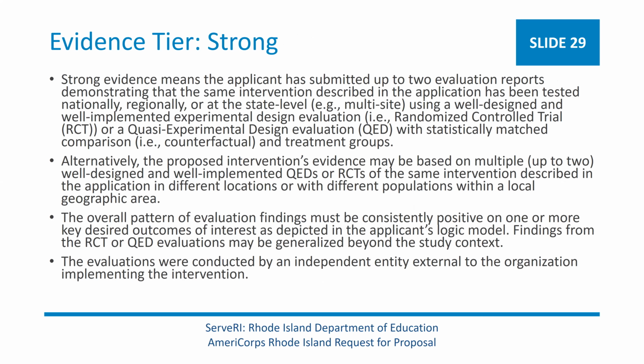To achieve the strong tier of evidence, it means that there's a scientific experimental design that was involved in an evaluation of the intervention that you're proposing. It's really about the actual design of the evaluation that reaches you into the strong category. You can also be designated strong if you have an overall pattern of evaluation findings that show consistently positive results on one or more of your outcomes of interest as they appear in your logic model.